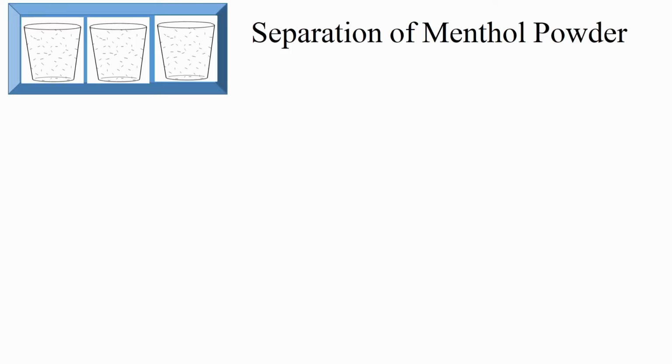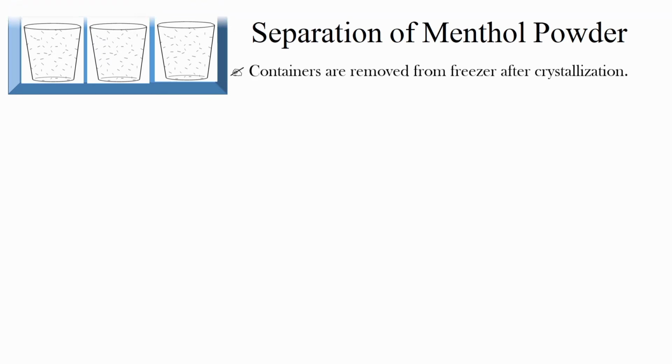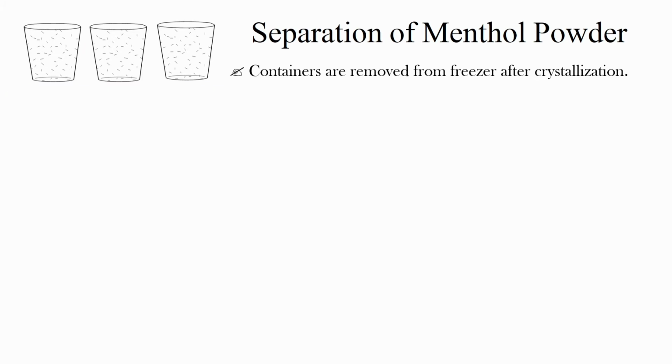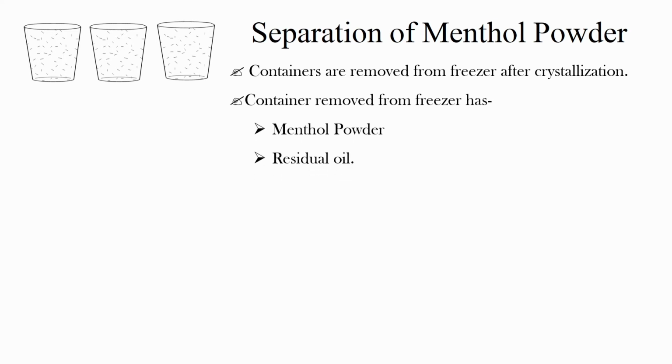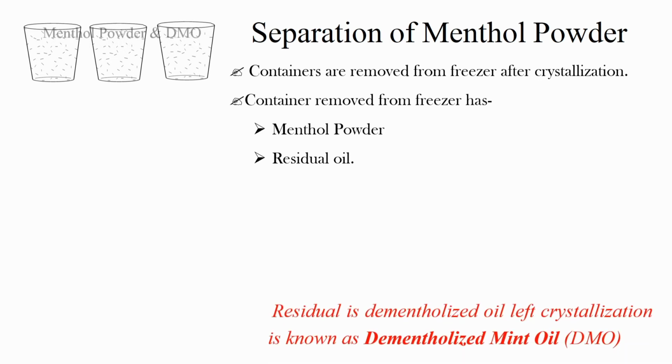The next step is separation of menthol powder. Containers are removed from the freezer after crystallization. The container removed from the freezer has two components, that is menthol powder and residual oil. The residual is the dementholized oil left after crystallization, which is known as dementholized mint oil or DMO.